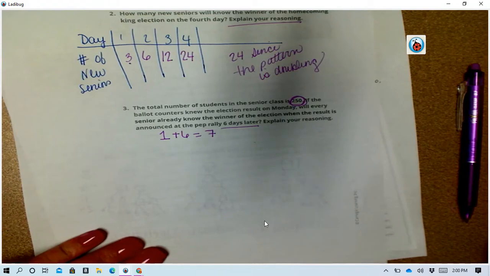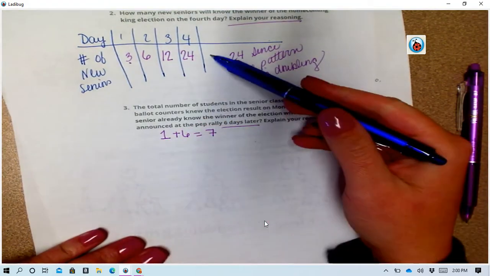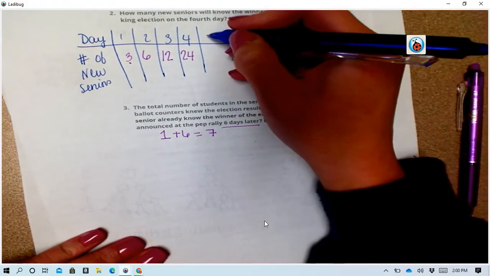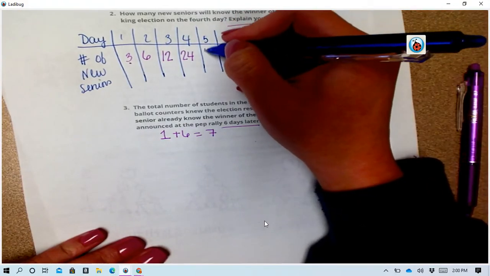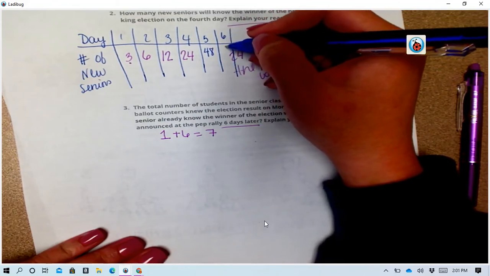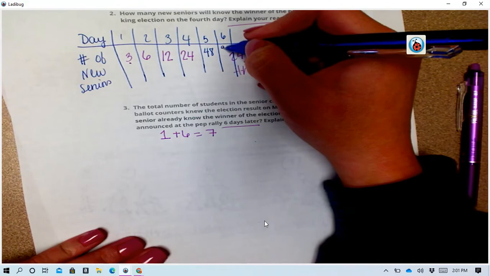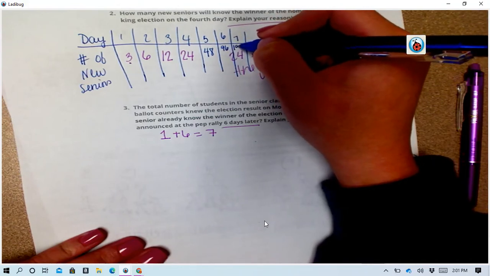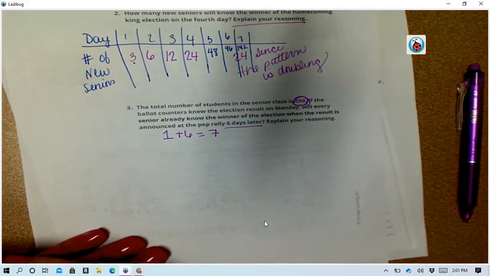If you have not paused this video to try it yourself, you need to do that now. Okay, and I am just going to add on to my table from up here. So after 5 days, it would be 48. After 6 days, new seniors would be 96. And then on the 7th day, there would be 192 new seniors that know it.